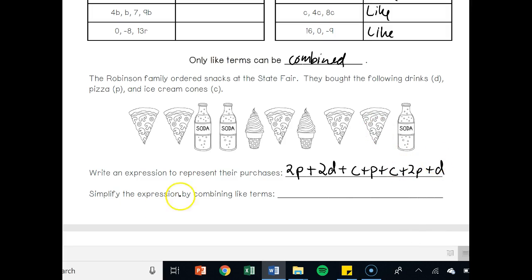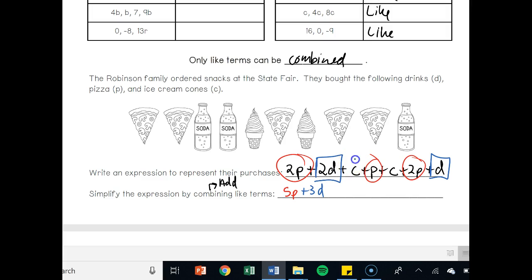All right, so it says simplify the expression by combining like terms. So we're going to take all the p's and we're going to add them together. Combining is all about adding them together. So we're going to say 2p plus 1p plus 2p. That will give us 5p, they bought 5 slices of pizza. That makes sense because there's 5 pictures of pizza there. Then we've got 2d, I'm going to put a box around this, and 1d. So they bought 3d, or 3 drinks. And that makes sense because there's 3 drinks.